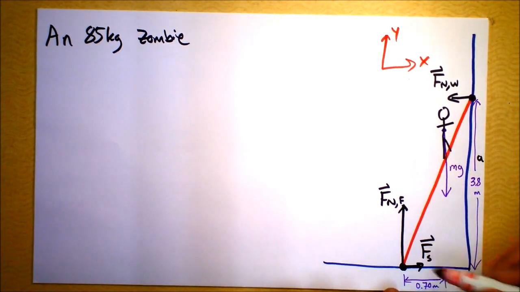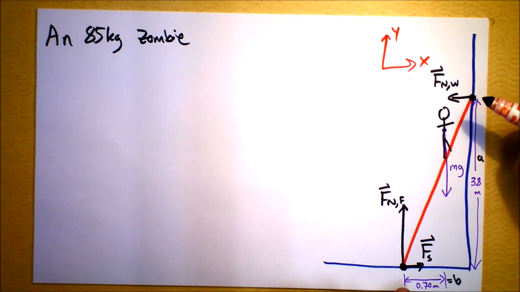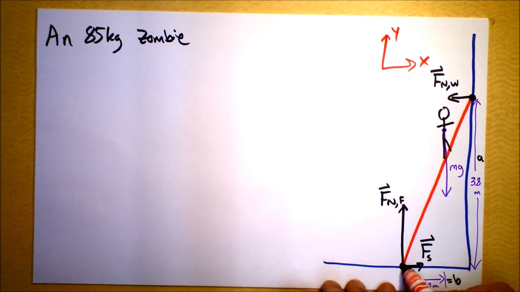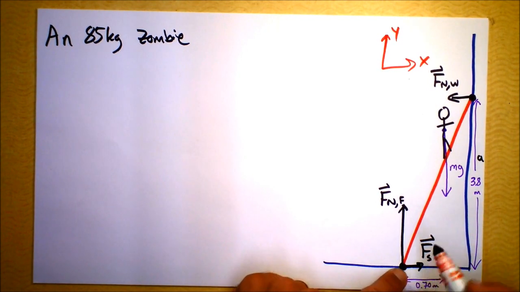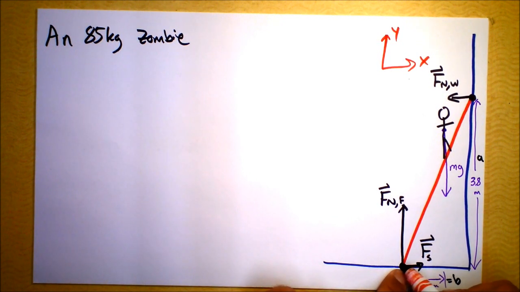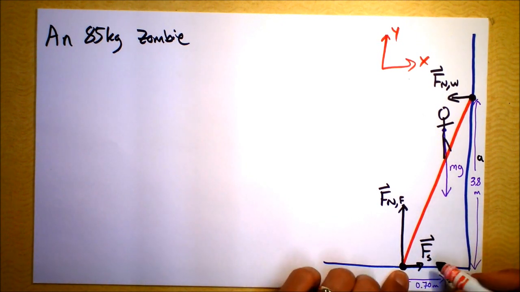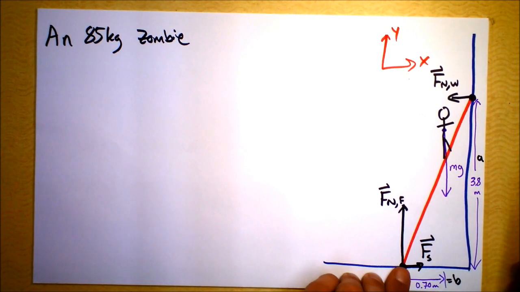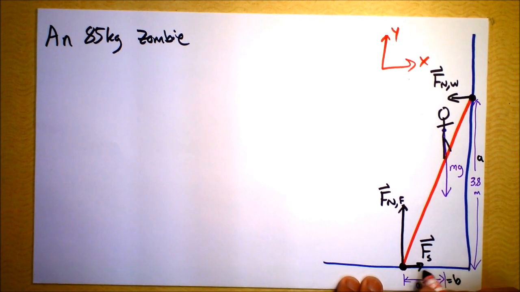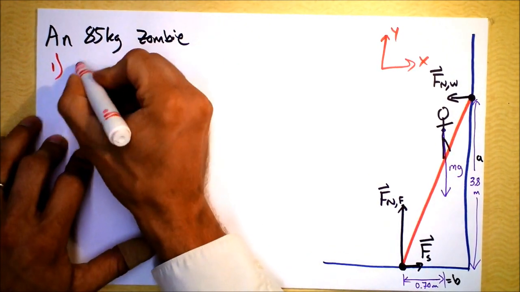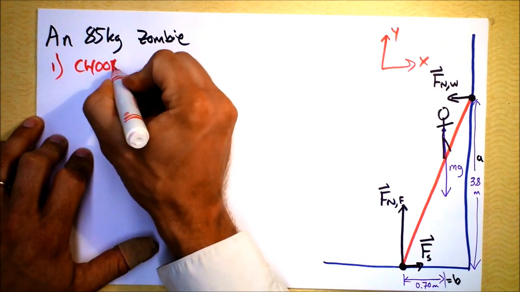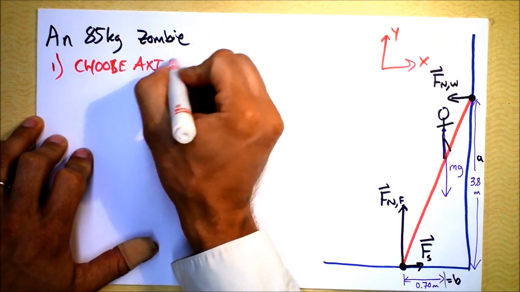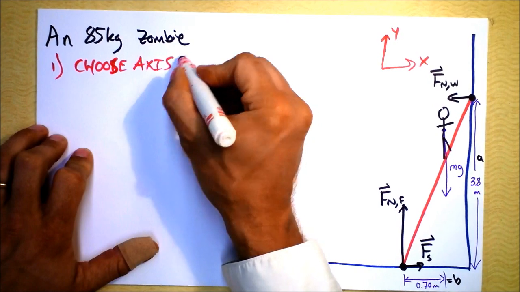I would suggest, looking at this problem, we look at torque first, because the wonderful thing about solving for the torque is if we choose this as our axis of rotation, then we won't get a torque from the force of static friction, and we won't get a torque from the normal force from the floor at all, because that is our axis of rotation. So neither of these cause a torque about that axis of rotation. So let's choose the axis of rotation. Step one, choose axis at base.